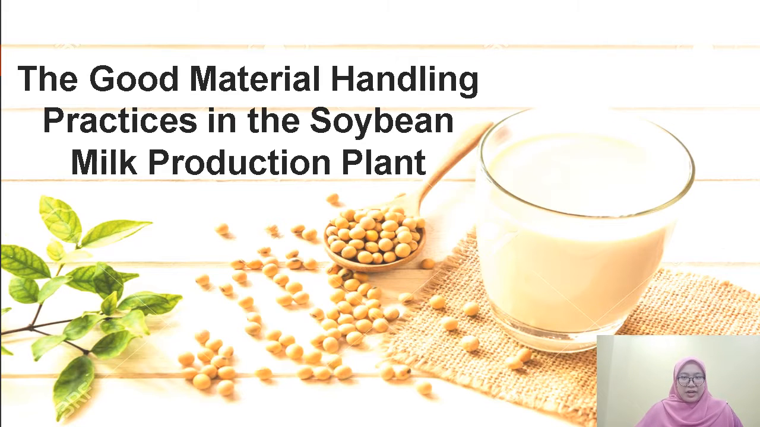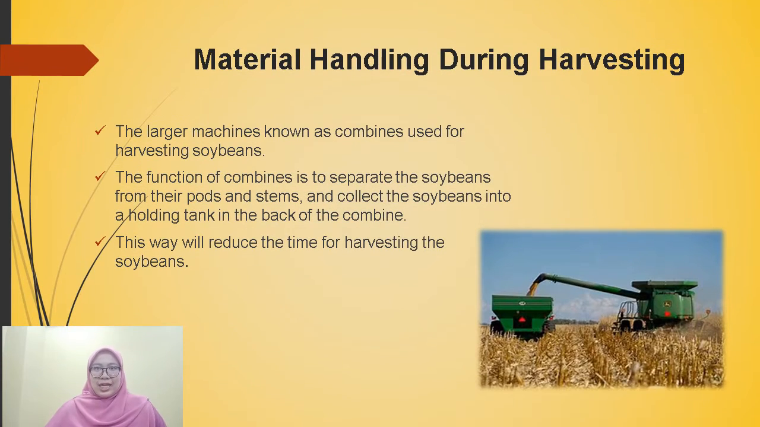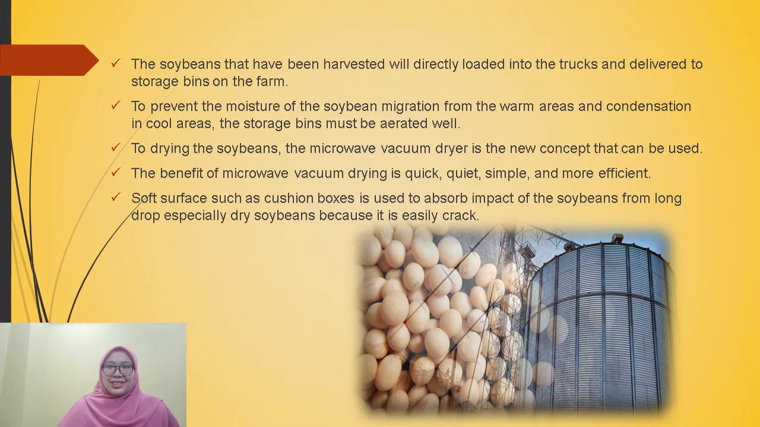Next, the good material handling practices, which are involved during harvesting, transportation, processing, packaging, and storage. During harvesting, combines are used to separate the soybean from its pod and stem, along with collecting them, which reduces their duration. The harvested soybean will be loaded into trucks and delivered to storage bins that are rated well to prevent moisture migration.